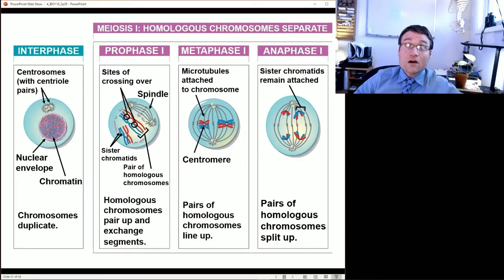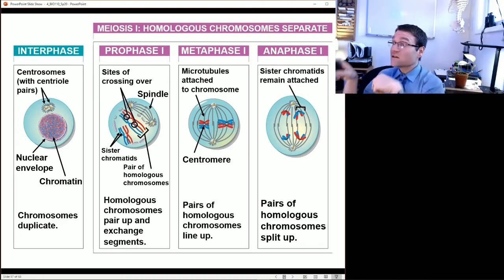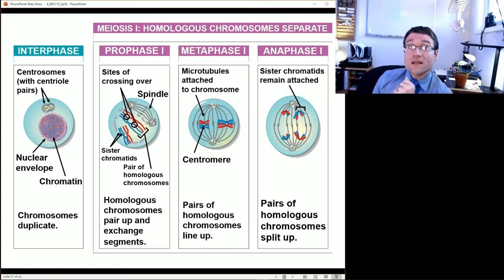The steps of meiosis. One thing you'll notice is that these words look familiar. Prophase, metaphase, anaphase. However, we've added a little Roman numeral to the end of each one. That's how you know that we're in meiosis. If I ask you a question about prophase, I'm asking about mitosis. But if I ask you a question about prophase 1, I'm talking about the first round of meiosis. So pay attention to those Roman numerals.